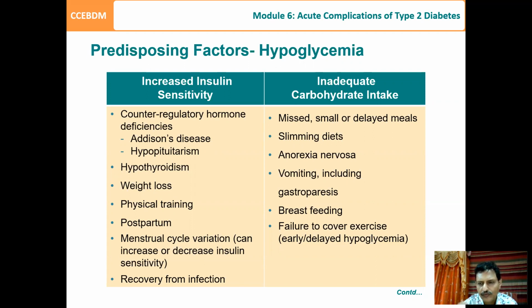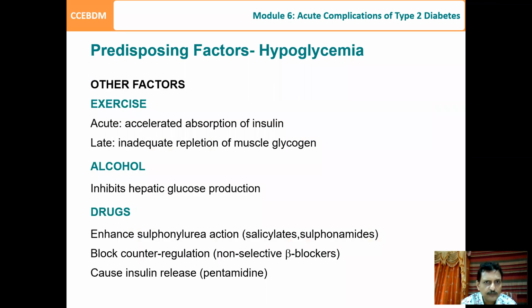We have to ask the patient to frequently check the blood glucose level before starting the exercise or after exercise, to get an idea whether the insulin dose is adjusted, or whether we need to down titrate or up titrate the dose of insulin injection. So precipitating factors for hypoglycemia may be exercise, alcohol, and drugs, say for example salicylates, beta blockers. And sometimes pentamidine can also precipitate hypoglycemia.